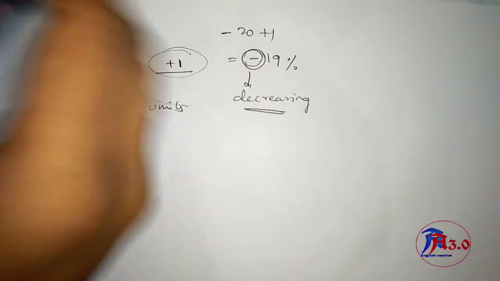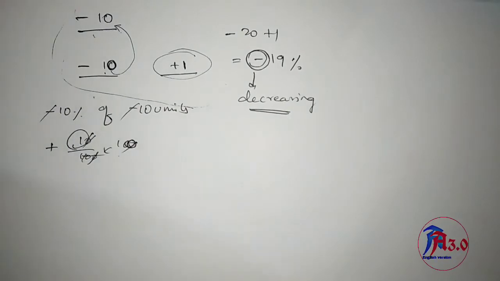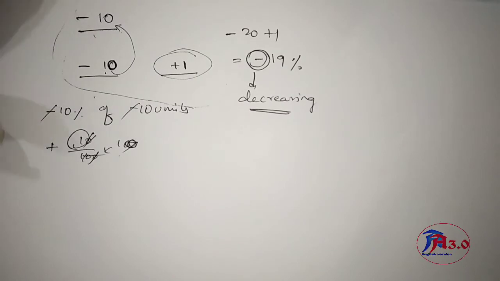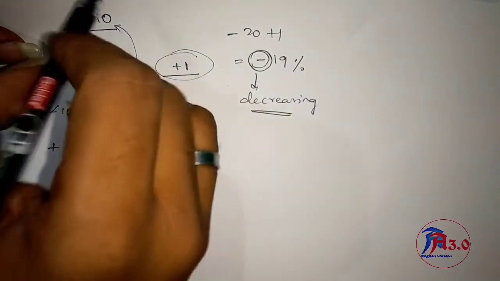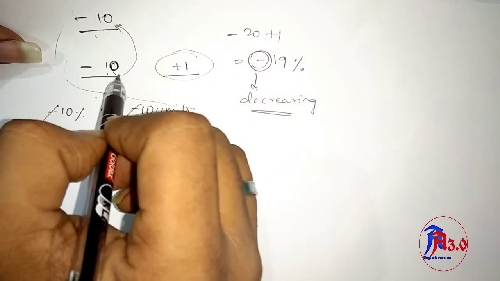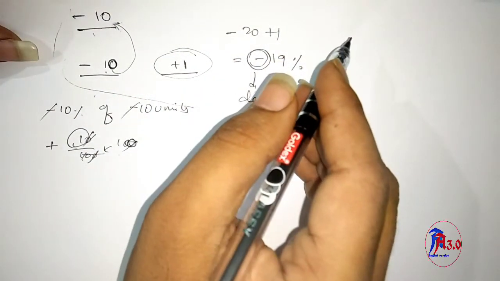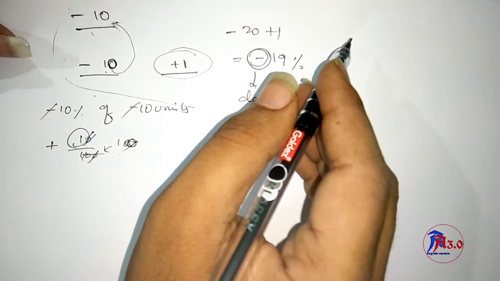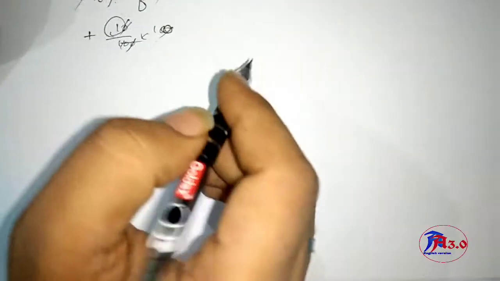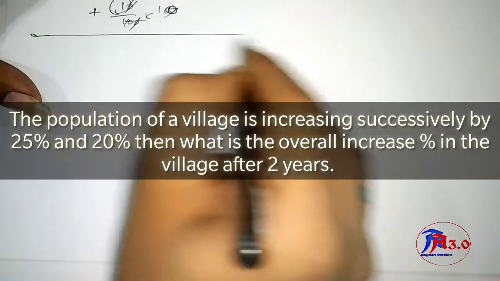19 percentage. Some of the people in this case, they will directly write the answer as 20 percentage, but it isn't right. So you have to see the concept of successiveness, isn't it? So I have taken another question, not just 10 percentages. I have twisted the question with 25 percentage and 20 percentage. So let us try to solve this question.